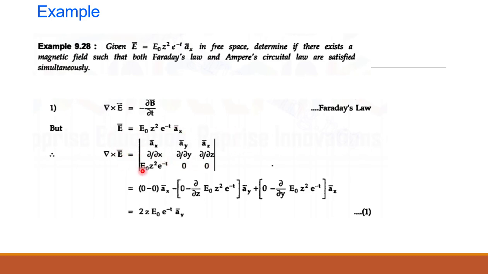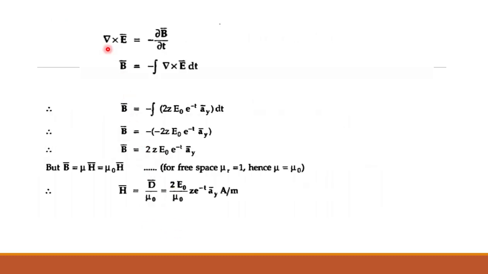So del cross E is nothing but a determinant of a_x, a_y, a_z. The coordinate system is the Cartesian coordinate system. Dou by dou x, dou by dou y, dou by dou z, then E naught z squared e raised to minus t. The a_y component is not given, the a_z component is not given, so we will put zeros here. Now after solving this determinant, we will get the final equation of del cross E equal to 2z E naught e raised to minus t a_y cap. Okay, after getting del cross E, we are getting an a_y component, remember.